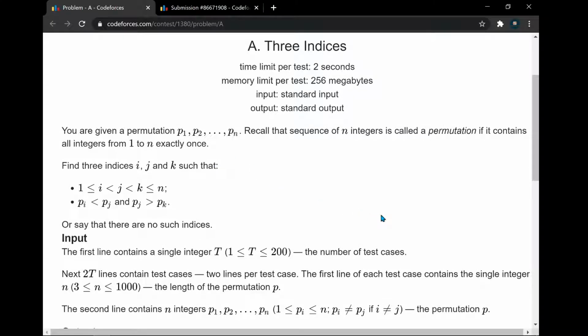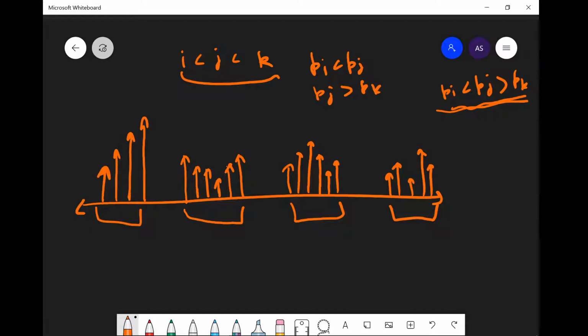We would be given a permutation of length n, and what we have to do is give 3 indices i, j, k such that P of i is less than P of j and P of j is greater than P of k. So let's get to the explanation for better clarity.